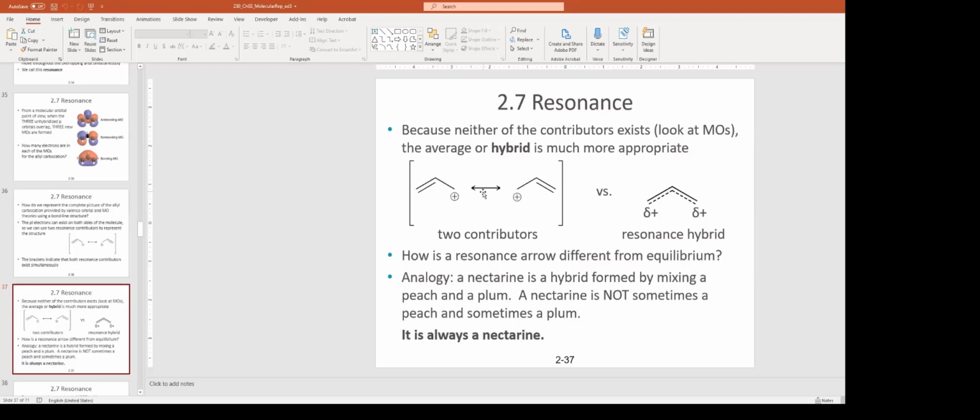We use this arrow here to indicate resonance. Very important that you know that. There's going to be tons of different kinds of arrows in this class. Well, like 6 or 7. This is one of them. This arrow always means resonance, and we don't use it for anything else. Okay. It is different from equilibrium because at equilibrium, what happens in equilibrium? Equilibrium means sometimes you have this molecule, sometimes you have this, but they're final structures.